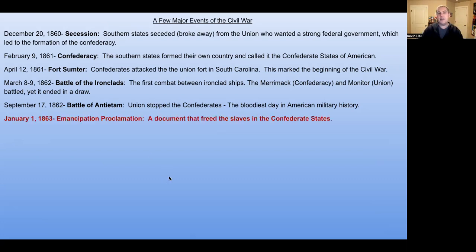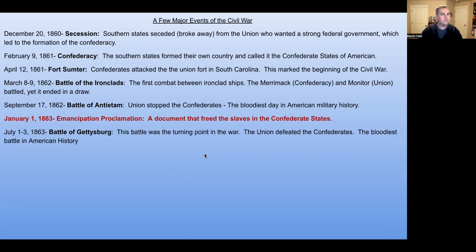After the Battle of Antietam, Abraham Lincoln issued the Emancipation Proclamation. In other words, he freed the slaves. And we're going to have a separate lesson on just that one thing, the Emancipation Proclamation. So that was a huge pivotal moment in the Civil War when Abraham Lincoln freed the slaves in the Confederate States. Then after that was the Battle of Gettysburg. And the Battle of Gettysburg was probably the turning point of the war.